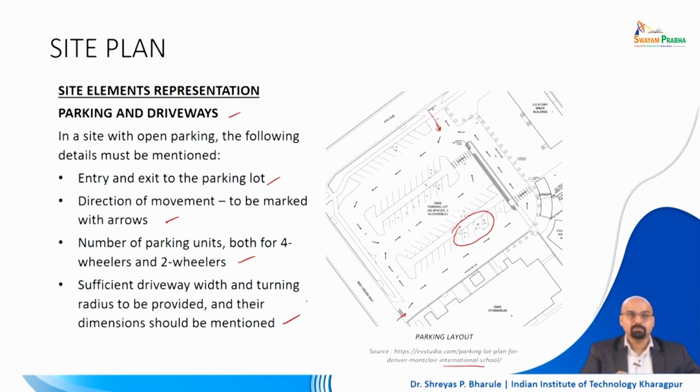And along with that, you also need to provide sufficient driveway width and turning radius for the layout of this particular parking area, right. So for example, we will also show the turning radius here, turning radius here, turning radius here, so on and so forth, right. Even in this case you will probably show, okay. So all of that is to be represented and mentioned in the drawing itself, in the site layout itself, in the site plan itself, whenever you are doing a parking area, right.